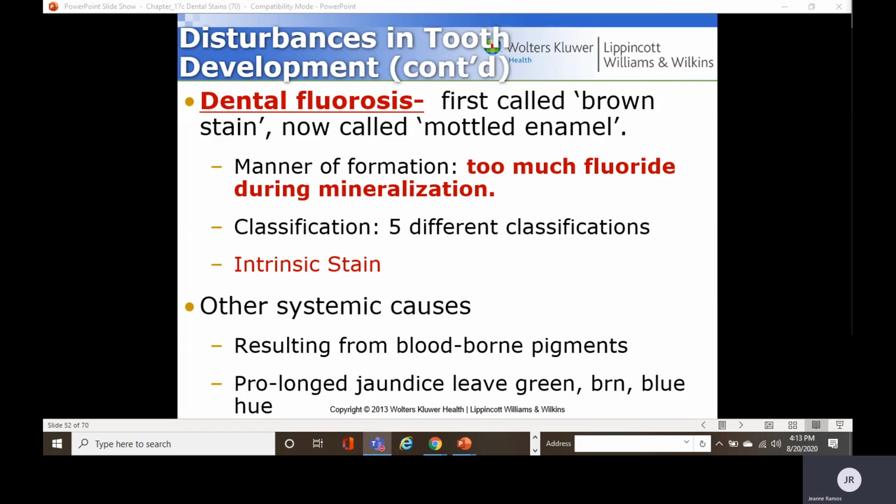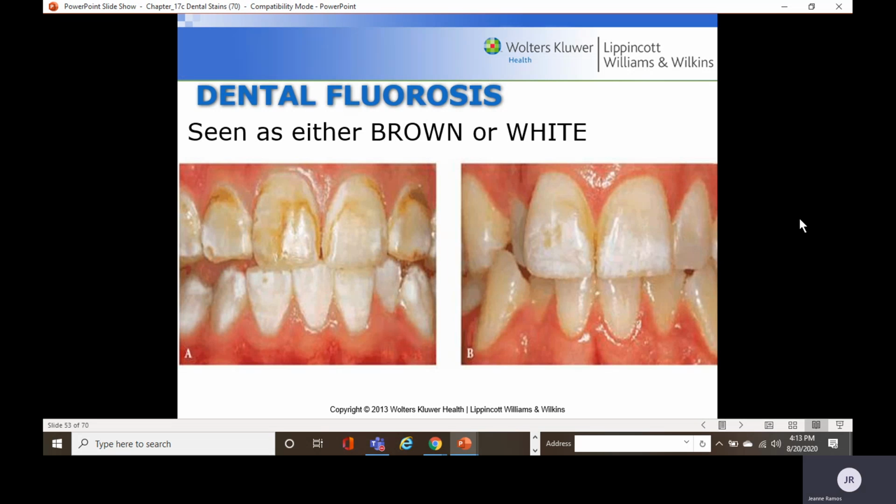So talk about the dental fluorosis. There's 5 different classifications. It's an intrinsic stain. Other systemic causes result from bloodborne pigments. Prolonged jaundice, if someone has that, is going to leave a green, brown, blue hue. And these are pictures of these types.